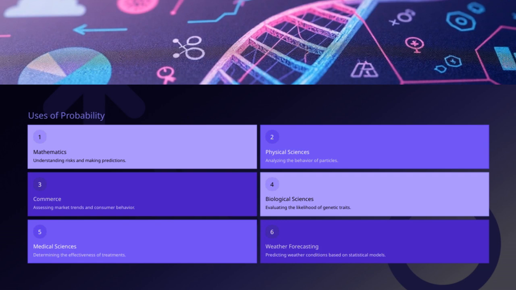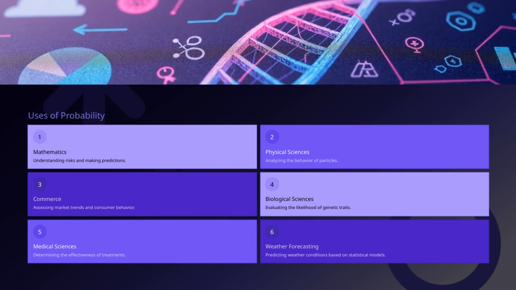When we look at commerce, probability is used to assess market trends and consumer behaviors, enabling businesses to make informed decisions and strategize effectively. Finally, in mathematics itself, probability underpins the ability to understand and quantify risks, making predictions about uncertain events.